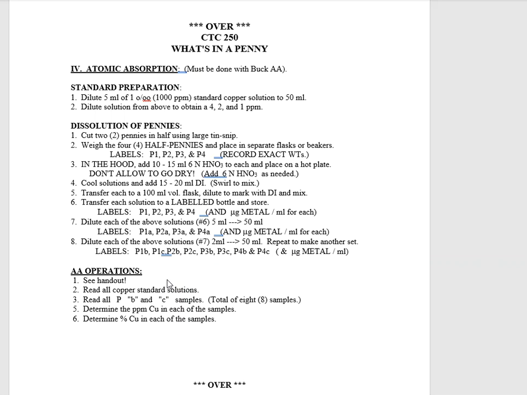Number 1 says, well, see the handout. Number 2, read all copper standards. Number 3, read only the B and C samples at the very end for step number 8, right? There should be 8 in total: P1, P2, P3, P4, representing the halves, and the B's and C's representing the duplicates. Number 5 says determine the part per billion or part per million of copper in the sample.